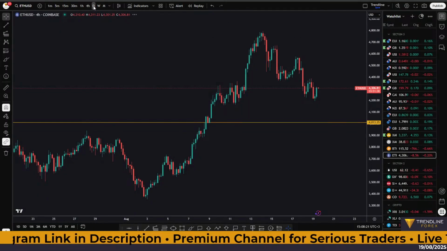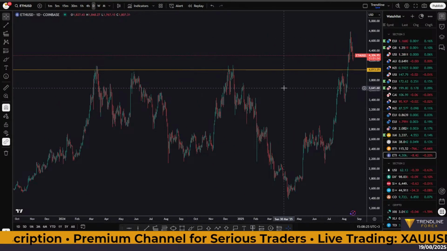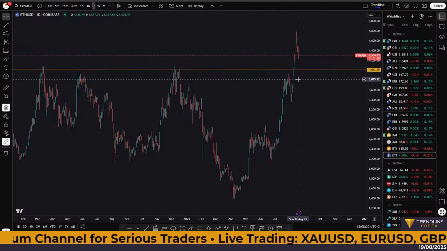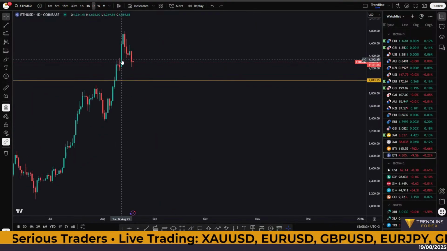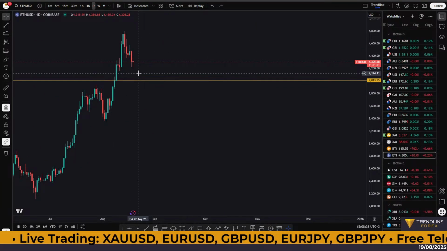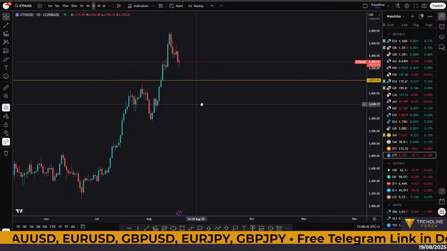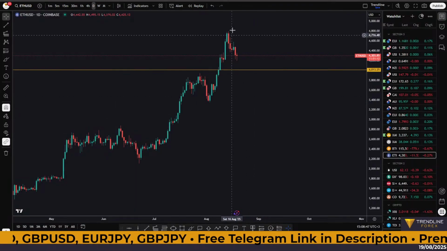What about the setup on Ethereum? Just have a look at the daily time frame. We have a strong, massive level right here. Price managed to break above that without any issues whatsoever, and we're now coming for a pullback. I think Ethereum is gaining quite a lot of strength with this upside move.